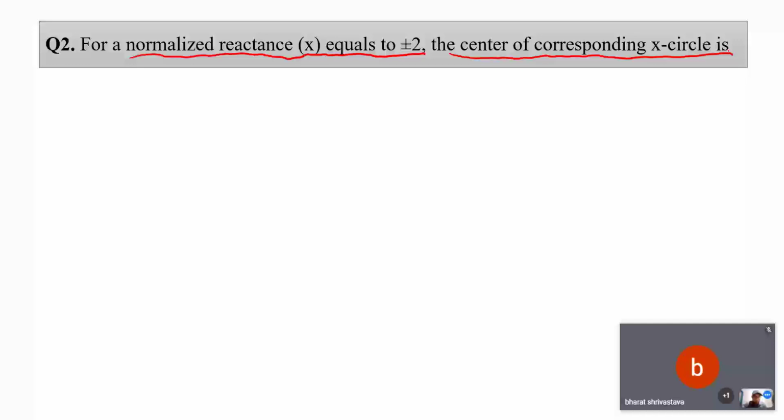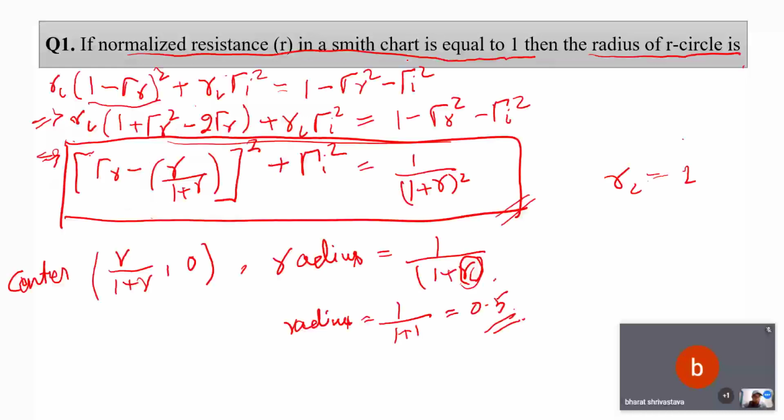For solving this question, we first have to find out the equation of the reactance circle, and only then can we put the value of normalized reactance there. We did that in the previous problem as well, where the normalized resistance was given. We first found the equation, and after that we directly put in the value of normalized resistance. Similarly, the same process we will do here.